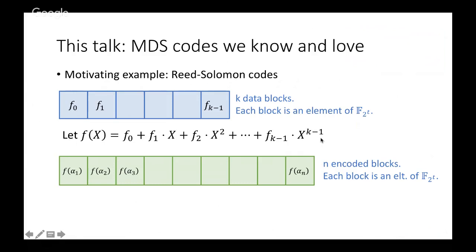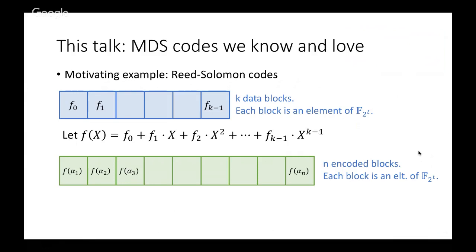Then the way I generate my encoded blocks is I pick n different evaluation points, alpha 1 through alpha n, and I evaluate this polynomial f on each of these different evaluation points. This gives me a code word of length n. Here, the symbols very naturally are elements of some finite field. Again, for this talk, fields always have size 2^t. And the encoded symbols also very naturally live in this big finite field. So that's the definition of Reed-Solomon codes.